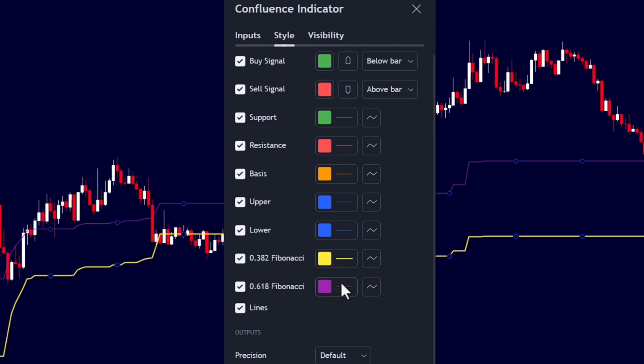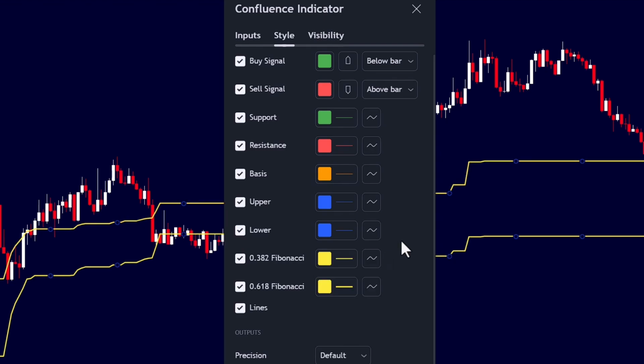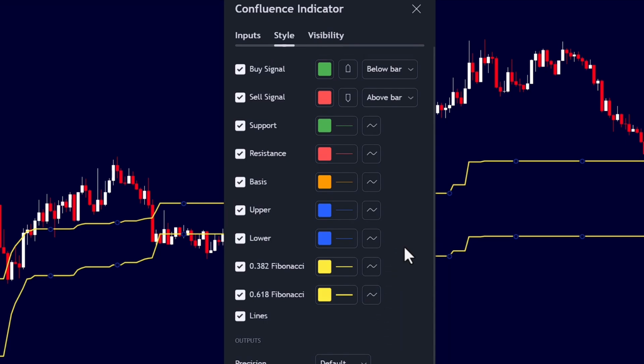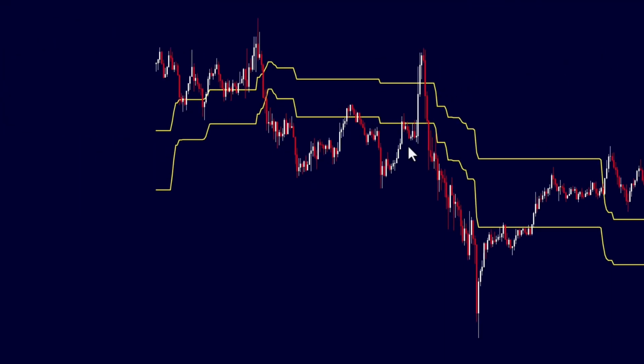Once that's done, switch over to the Style tab. This is where you can tweak the visual look of the Fibonacci levels to your preference. Feel free to experiment with different colors and line thicknesses until you find something that's easy for you to read and suits your style. When you're happy with your customization, click OK to save your settings. With this setup, you'll have a clear view of critical levels on your chart.